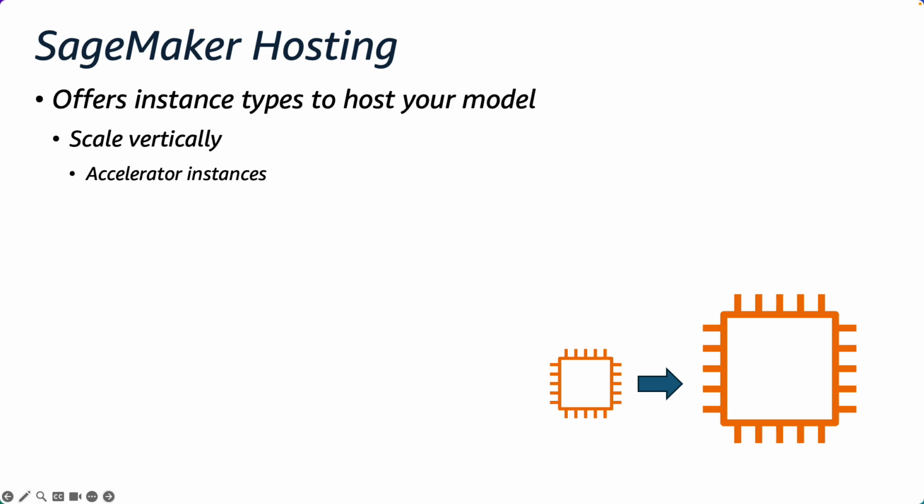SageMaker Hosting offers instance types to host your model. We mentioned this just a few minutes ago. Your traffic load may be limited by the hardware you have chosen, so consider other hosting hardware. For example, if you want a system to handle 1,000 requests per second, scale up instead of out. Accelerator instances such as G5 and Inf1 can process higher numbers of requests on a single host. Scaling up and down can provide better resilience for some traffic needs than scaling in and out.